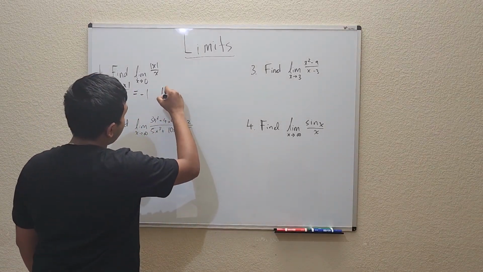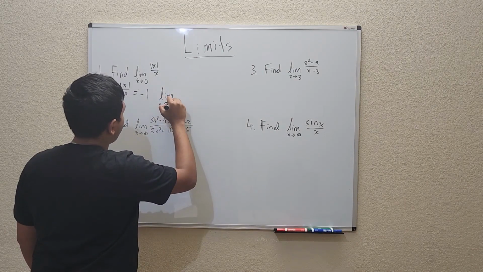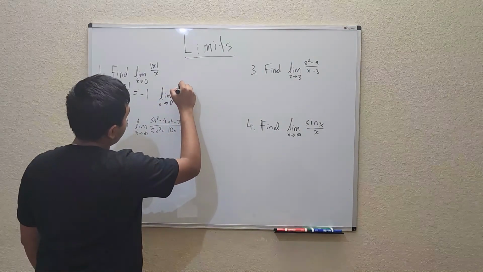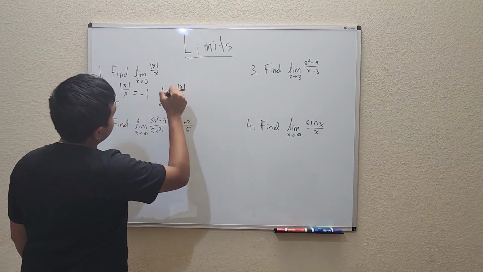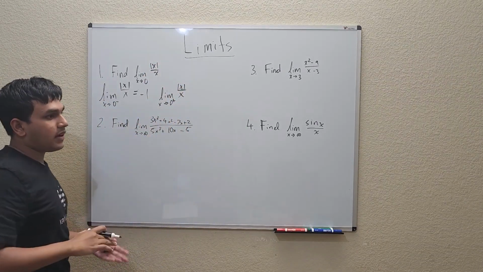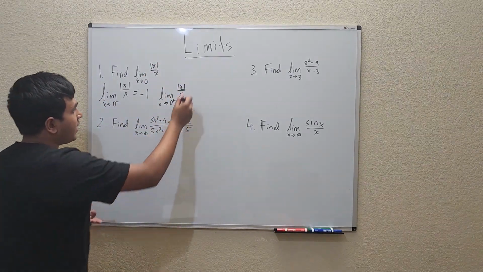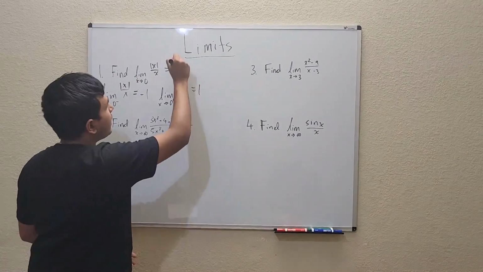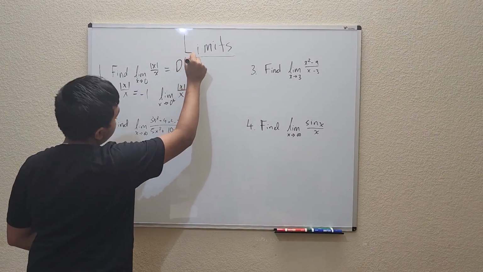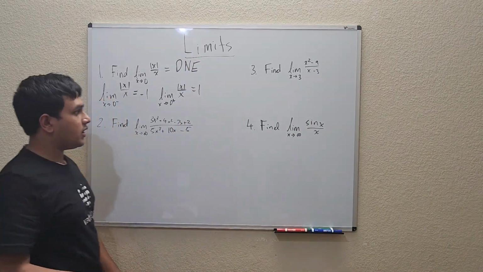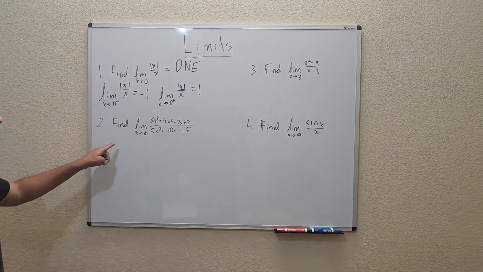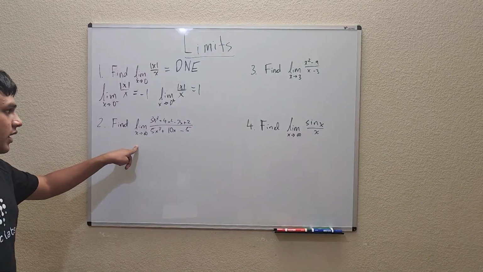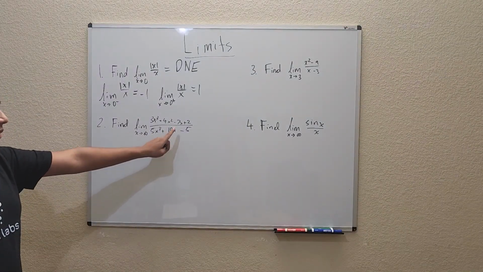And the limit as x approaches 0 from the positive side of absolute value of x over x, think about it like this. Absolute value of x for all positive numbers is just x. So x over x is just 1. So this limit does not exist. And we write that as DNE, meaning just does not exist. Just shorthand notation.